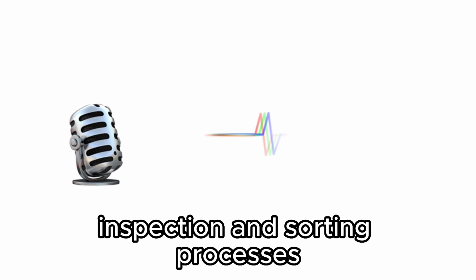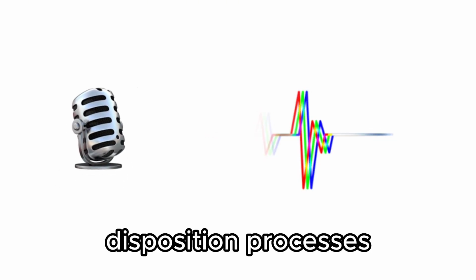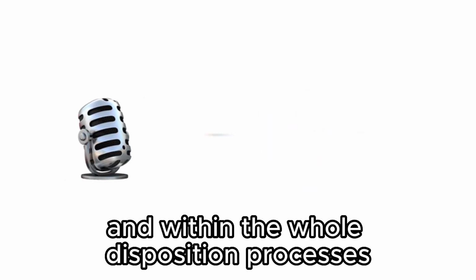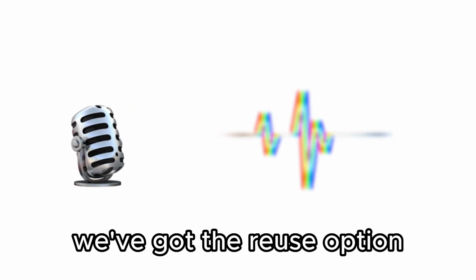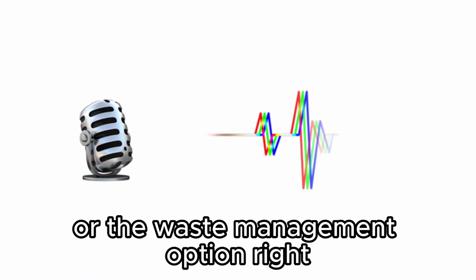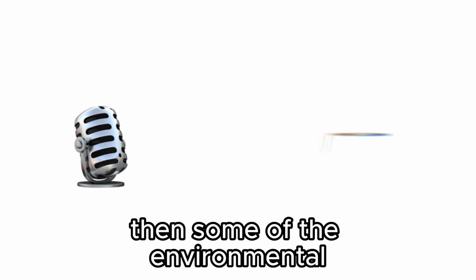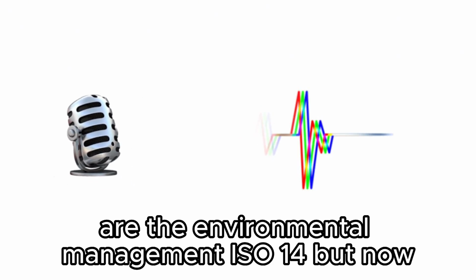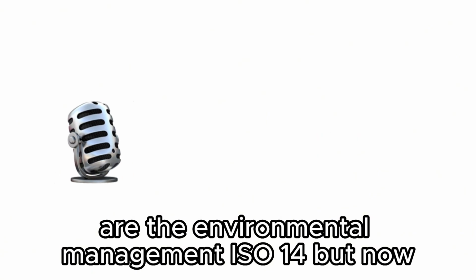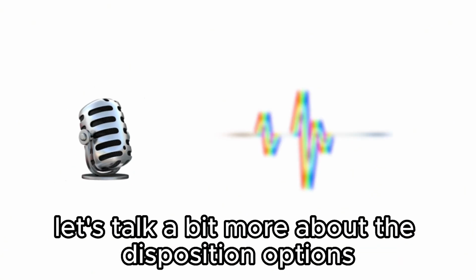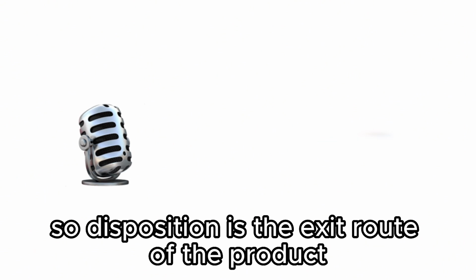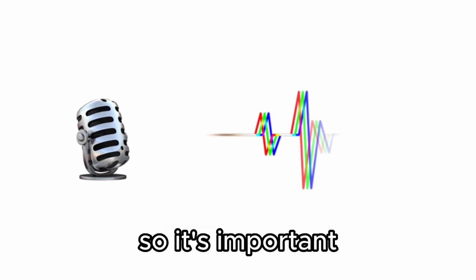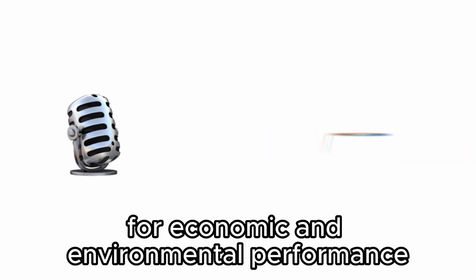So we've got returns collection, inspection and sorting processes, and disposition processes. Within the whole disposition processes, we've got the reuse option, the product recovery option, the material recovery option, or the waste management option. Some of the environmental standards applicable to reverse logistics are the Environmental Management ISO 14000. But now let's talk a bit more about the disposition options. Disposition is the exit route of the product, so it's important for economic and environmental performance.